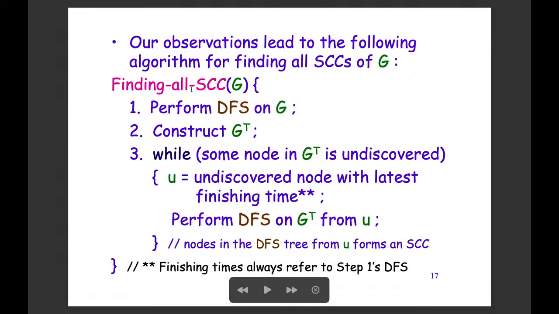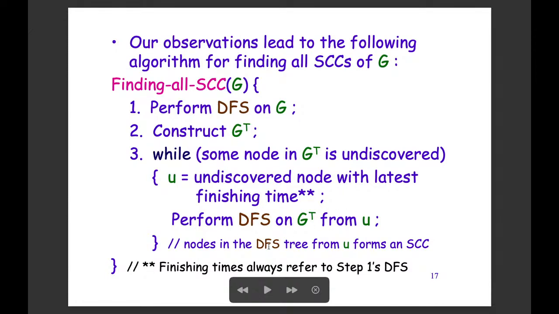So how can we find out all the strongly connected components of a certain graph? What we can do here is perform the DFS on G from the beginning, and then construct the transpose of G, and then perform the DFS on this transpose graph. While some node in the transpose is still undiscovered, we let U be one of them. We perform DFS on U.